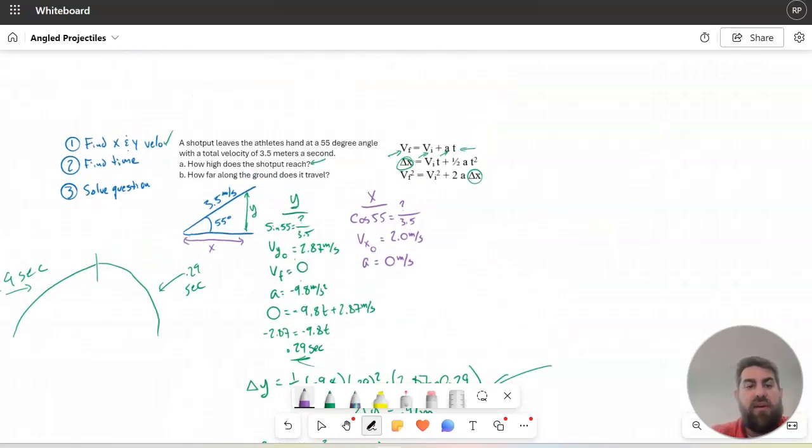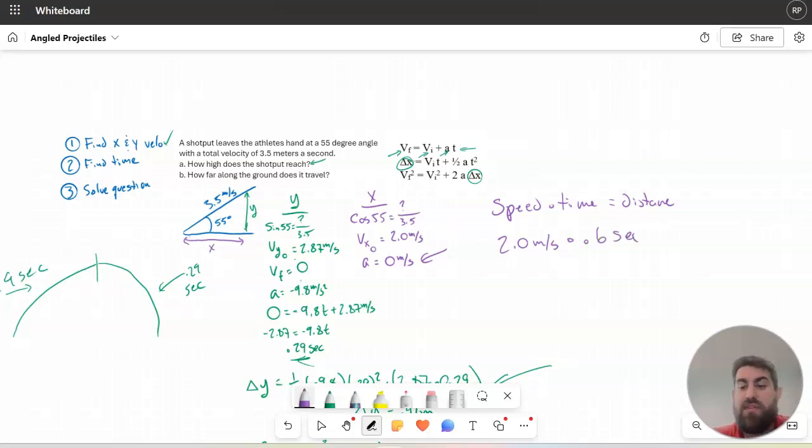Now we've got to solve the other problem. It asks for how far along the ground it travels. That's the x. And remember, x is a little bit simpler to solve for because we know that acceleration is 0. So we can use speed times time equals distance. We know our initial x speed is 2.0 meters a second. We know how long it was in the air was 0.6 seconds, 0.29 times 2, because we need the time for it to go up and down. So we're going to get 1.16 meters in the x direction.